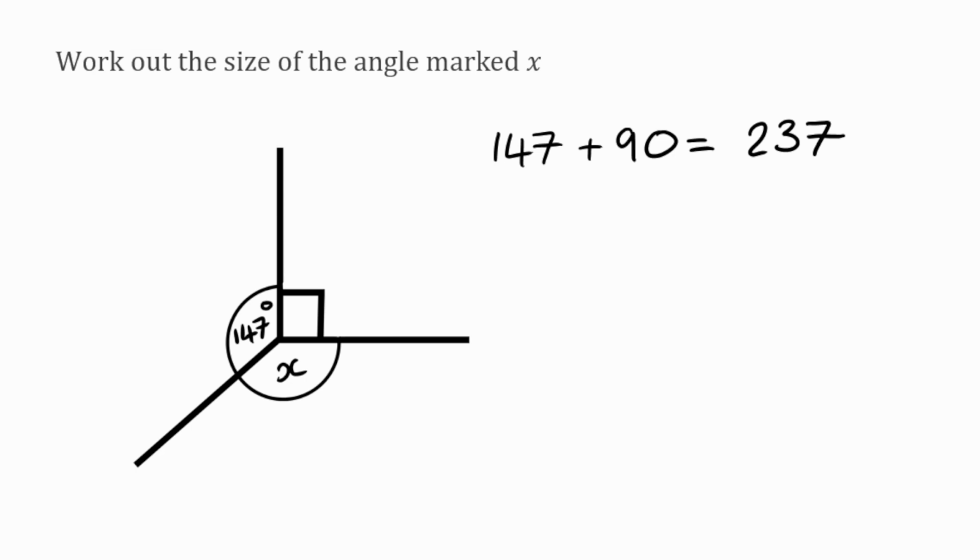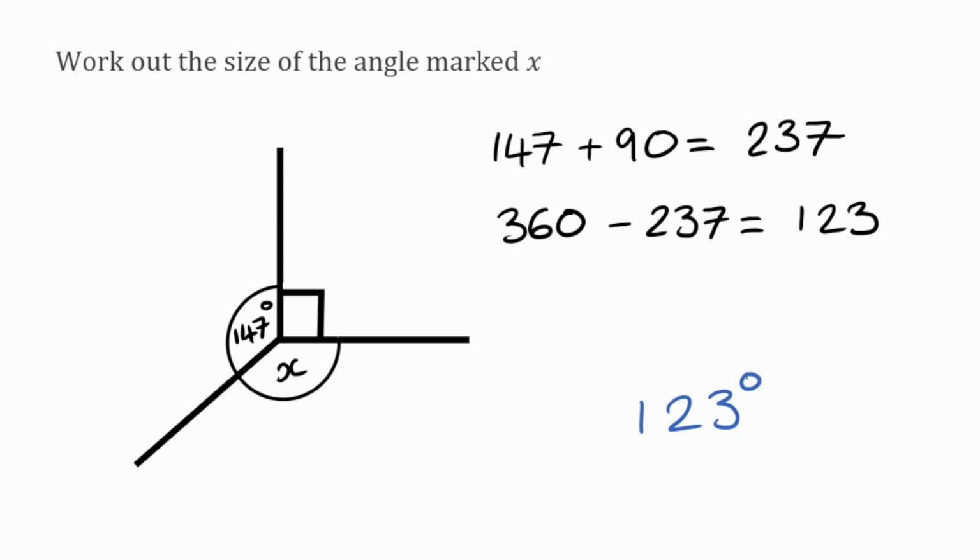So that's the sum of the angles we know, and then all that's left is the angle X. So because that's the only one left over, I'm going to take my 360 and take away the sum of the angles we know, which we've just figured out to be 237. And when we do that, we get 123. So for this question here, our missing angle X would be 123 degrees.